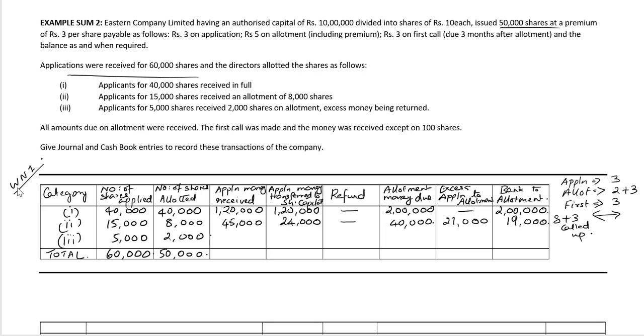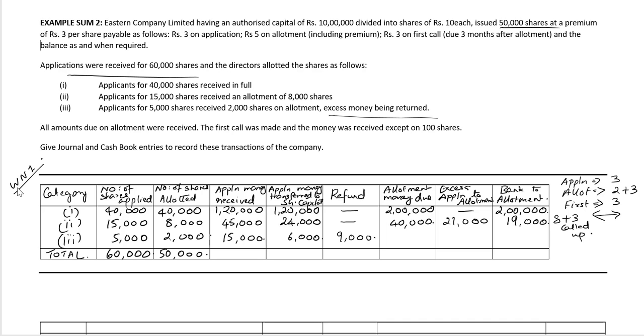So there is no amount which can come under refund in the second category. We'll move on to the third category. Application money received, 5,000 shares applied multiplied by 3 rupees per share is 15,000 rupees. Application money transferred to share capital, 2,000 shares allotted multiplied by 3 rupees per share, 6,000 rupees. As per the question, in the third category, excess money is to be returned. So the excess money being 9,000 rupees, 15,000 minus 6,000 rupees, 9,000 rupees will be refunded.